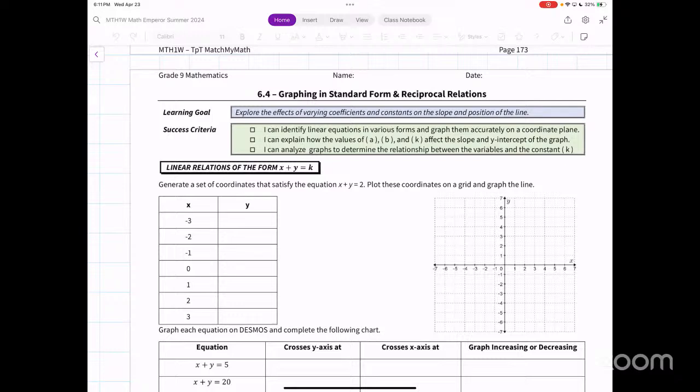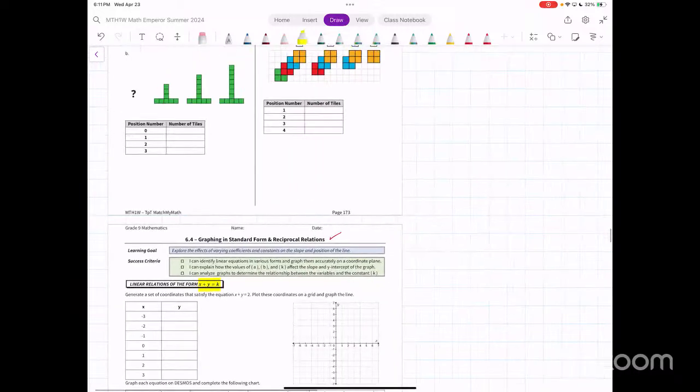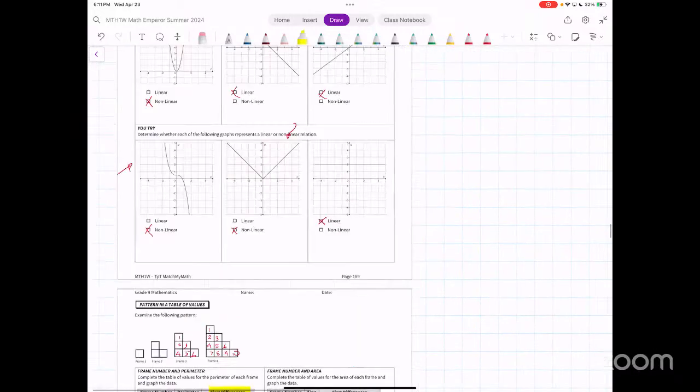All right. So what we're going back to see is graphing in standard form and reciprocal relations. So let's see, what does that actually mean? We want to generate the relation in the form of x plus y is equal to k. So before I do that, I think I really need to go back to some of the review I gave. I don't want to jump ahead.